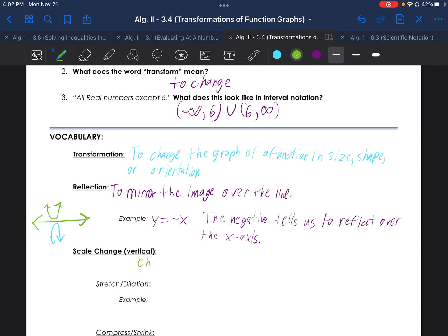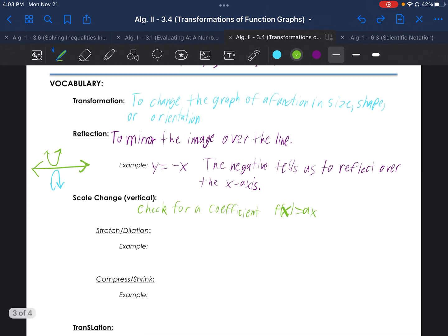Next, for a scale change, check for a coefficient. Little note there. So like f of x is equal to some a times x. Real quick on the reflection, the negative tells you if it's reflected. If it's not negative, it's not reflected.